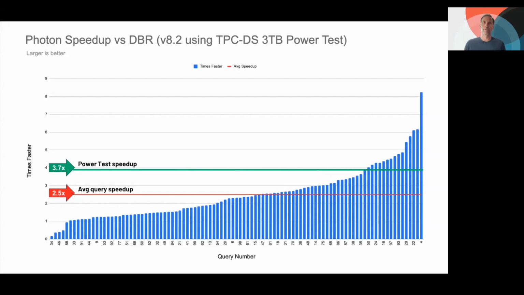The average query speedup for this DS workload is 2.5 times, but perhaps more interesting than that is that the power test workload speedup, the time it takes to run all of these queries end to end, is faster by 3.7 times. That means by using Photon to run this workload, the cloud infrastructure costs would just be 27% of what it would be if we did not use Photon. This really speaks to the speed and efficiency that Photon brings to the table. And again, we're just getting started here.